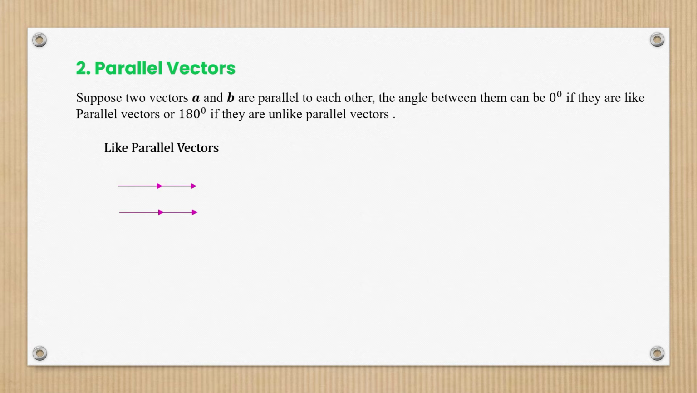Now, this is an example of like parallel vectors. Like parallel vectors face the same direction. As you can see, the vectors A and B are all in the same direction. And then we can have unlike parallel vectors. These are parallel to each other, but they face different directions, and the angle between them is 180 degrees.